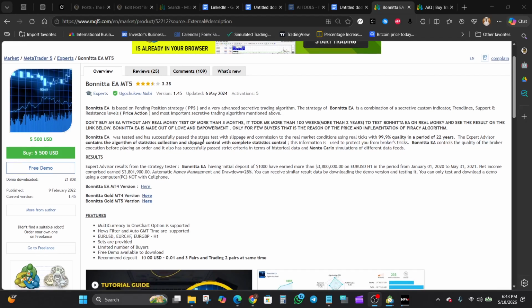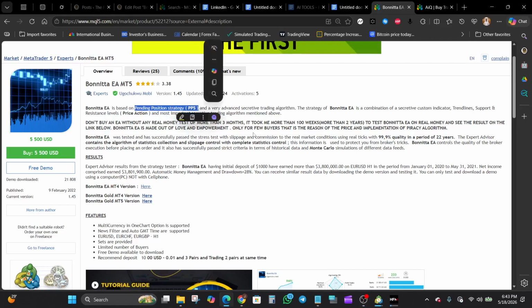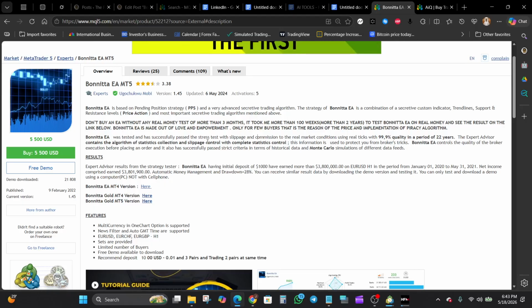Now, looking at the description, Bonnitta EA is built around the pending position strategy, often referred to as PPS, and the developer explains that it combines a custom indicator, trend lines, support and resistance levels, and a broader price action framework, along with a proprietary trading algorithm.